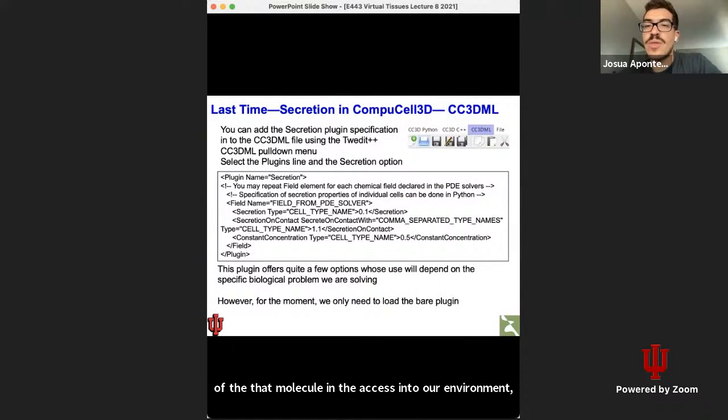And we talked about how that can be implemented using a simple secretion plugin in the CC3DML file, and we have a couple of options as to how secretion can be done. We can secrete at a constant rate. We can secrete when the cell is in contact with another cell of a specific cell type, or we can force the cell to have a constant concentration over each of the pixels that belong to that cell.